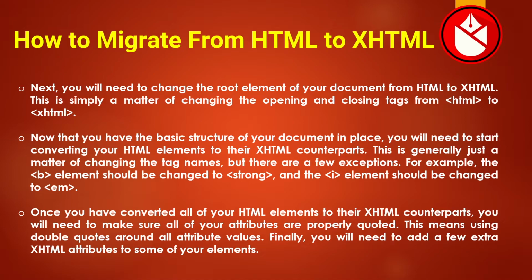Once you have converted all of your HTML elements to their XHTML counterparts, you will need to make sure all of your attributes are properly coded. This means using double quotes around all attribute values. Finally, you will need to add a few extra XHTML attributes to some of your elements.